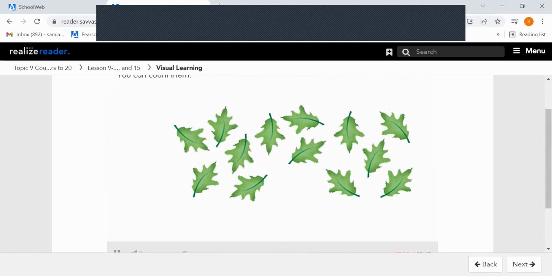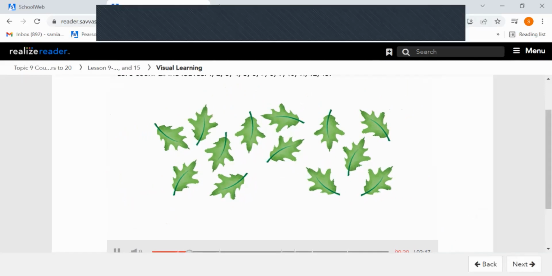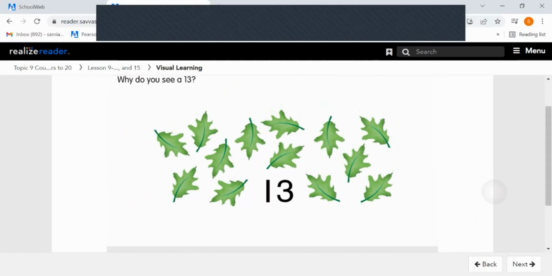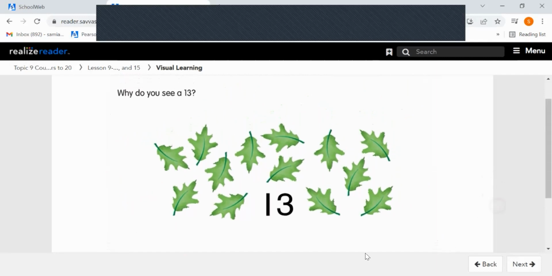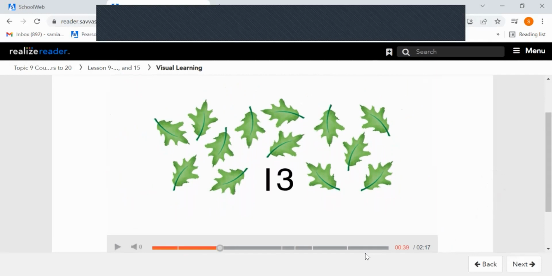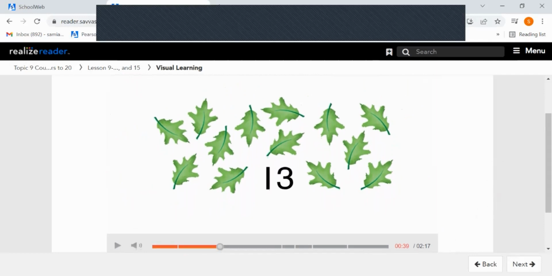You can count them. Let's count all the leaves. 1, 2, 3, 4, 5, 6, 7, 8, 9, 10, 11, 12, 13. Why do you see a 13? We see a 13 because we counted 13 leaves. There are 13 leaves in all.